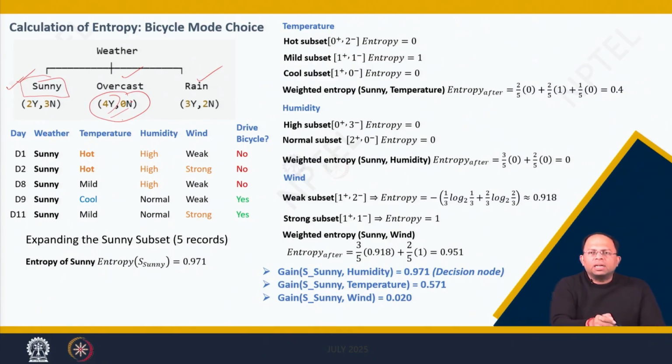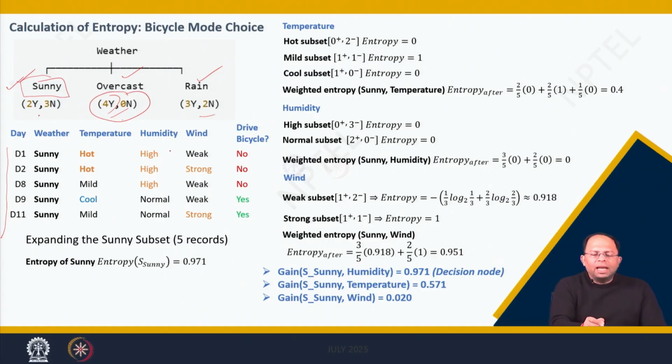That means there is no uncertainty left. But here there is uncertainty, here there is uncertainty. So how can I ask a further question to reduce this uncertainty, and be able to answer exactly what the final choice is? So for sunny, these are the data which belong to sunny. So 5 data, right? 5 rows of data.